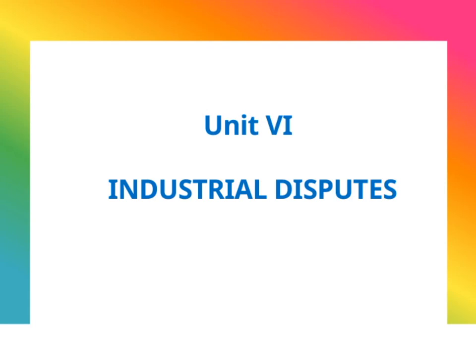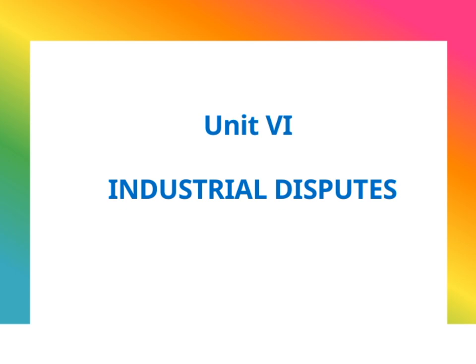Now, let's move on to Unit VI, which focuses on industrial disputes. This is a crucial part of understanding how labor relations are managed within industries. Industrial disputes typically arise when there's a disagreement between employers and employees over issues like wages, working conditions, or employment terms. Addressing these disputes effectively is key to maintaining industrial peace and productivity.